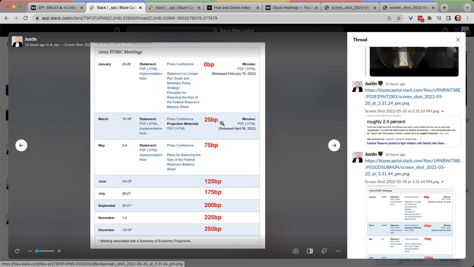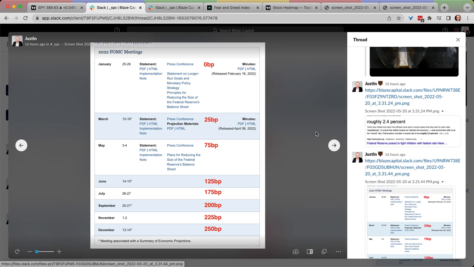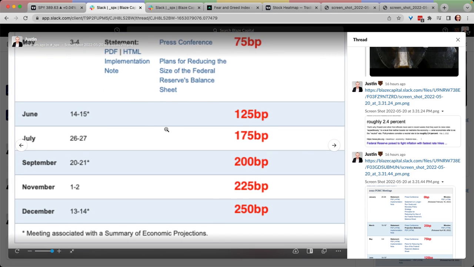And now we've been told that at the next 2 meetings, we're going to be getting 50 basis point hikes. So that means that June and July are pretty much in the bag. And where does that get us to? It gets us to 175 basis points now.